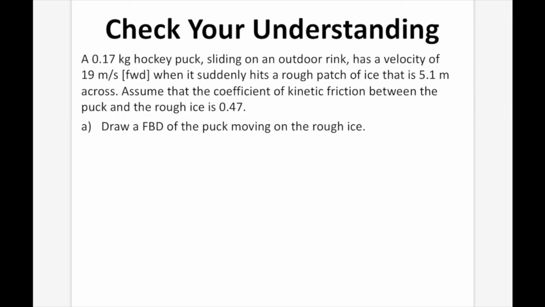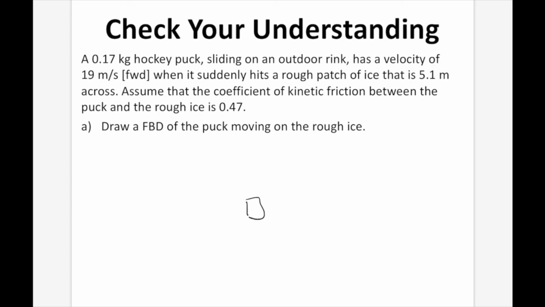Check your understanding. A 0.17 kilogram hockey puck sliding on an outdoor rink has a velocity of 19 meters per second forward when it suddenly hits a rough patch of ice that is 5.1 meters across. Assume that the coefficient of kinetic friction between the puck and the rough ice is 0.47. A. Draw a free body diagram of the puck moving on the rough ice. So we're just going to go ahead and answer that question right away.